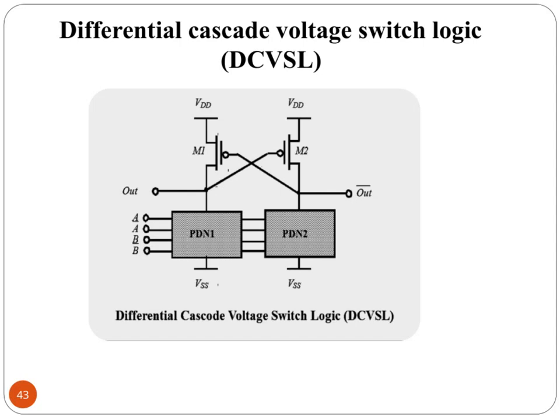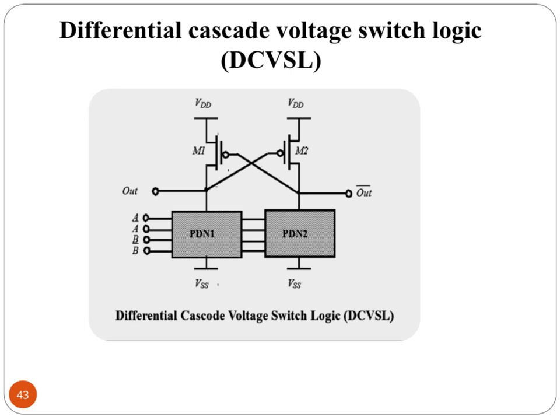Here, we're looking at differential cascade voltage switch logic, or DCVSL. This logic style uses a pair of cross-coupled inverters along with differential inputs, which helps in reducing noise and improving speed. The key advantage of DCVSL is its ability to offer full voltage swing outputs, which ensures better signal integrity compared to some other logic styles. This makes it particularly useful in high-speed and low-power digital circuits. Understanding DCVSL is crucial because it combines good noise margins with efficient switching, making it a popular choice in advanced circuit designs.